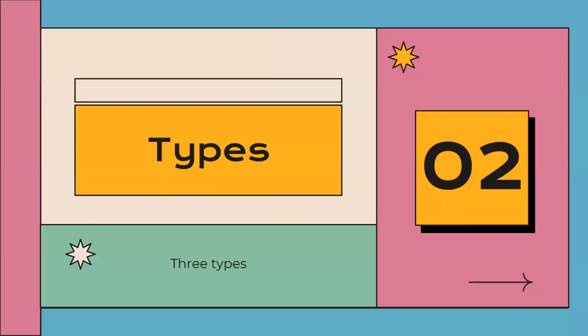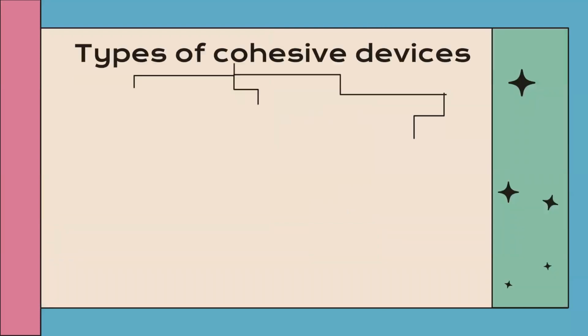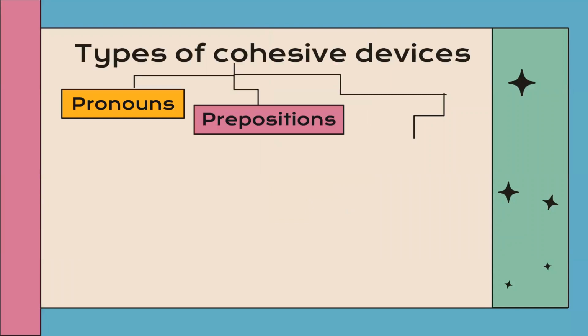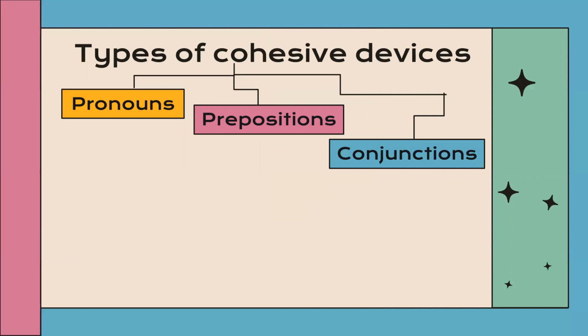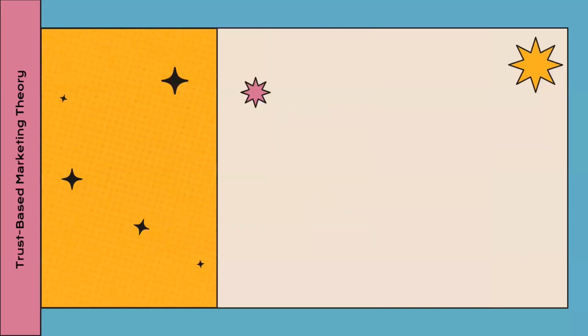Having understood the concept of cohesive devices, let us now move on to the different types of cohesive devices. Broadly, there are three types of cohesive devices that are usually used by the writer. The first is the use of pronouns. The second is the use of prepositions. And the third is the use of conjunctions. In today's video, I'll be talking about the use of pronouns.